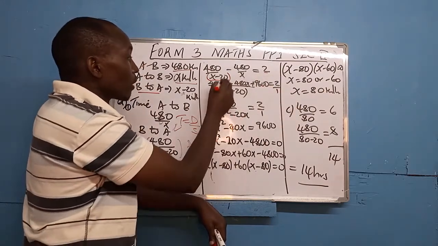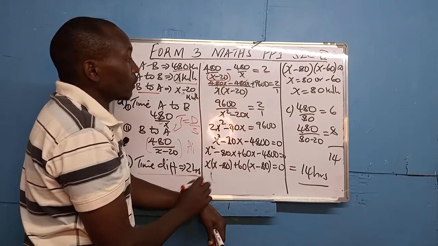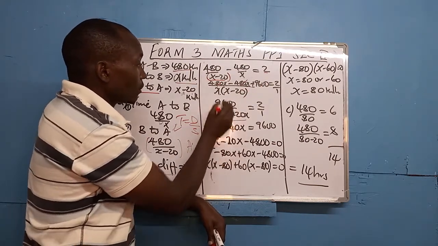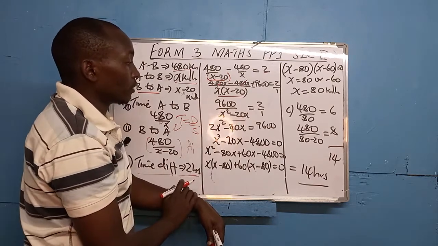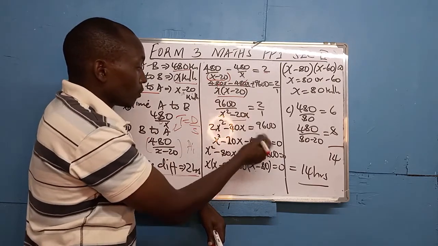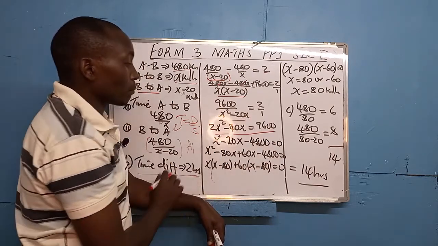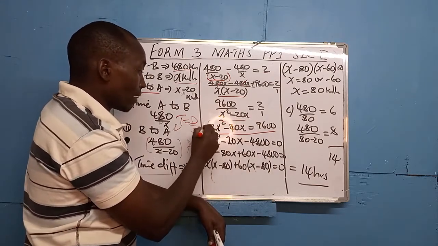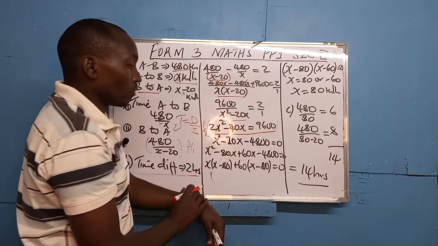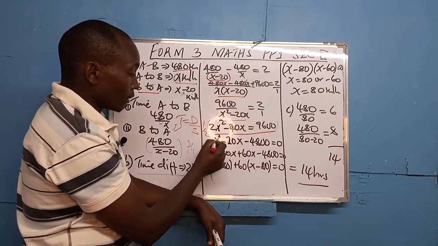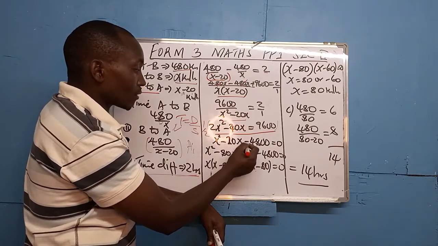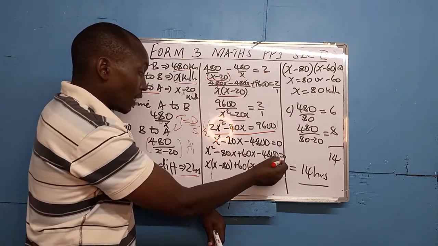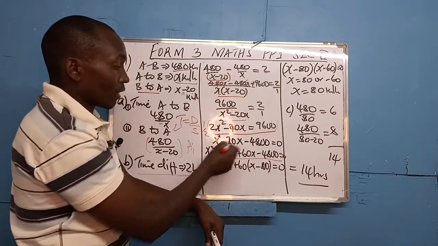Going ahead to simplify, 480 and 480 will go, then 9600 is there over. Now this is expanded, or you open the bracket there, equals that. Going ahead, you simplify, the equation will appear like that. Rearranging them, dividing the whole equation by 2, you'll get x squared minus 20x minus 4800 equals 0. So with that, you can end up with this equation.